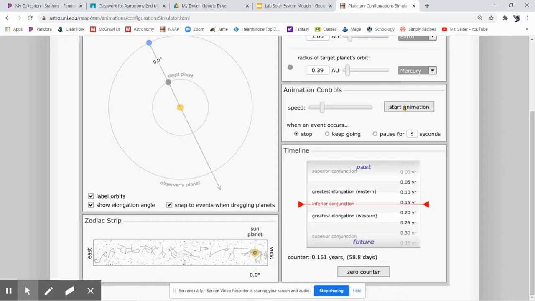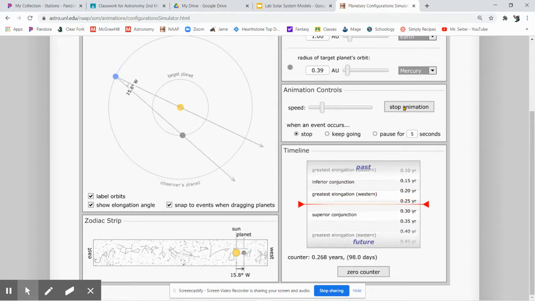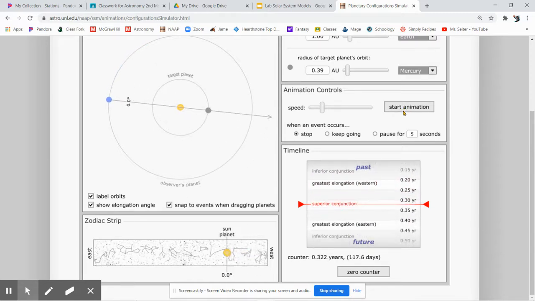Boom. And we got to go all the way again to superior conjunction. Boom. All right. Superior conjunction. The counter, 0.322 years or 117 days. 117.6 days. Let's go see what it says.